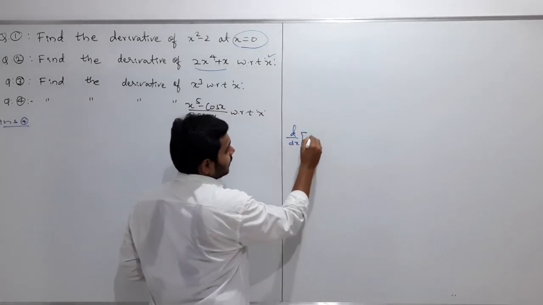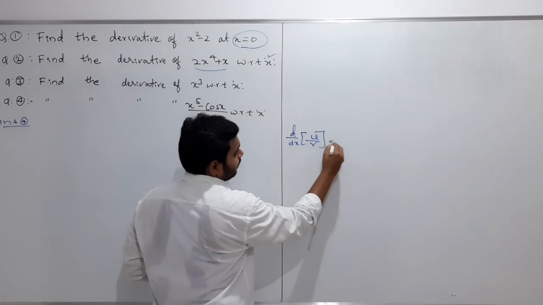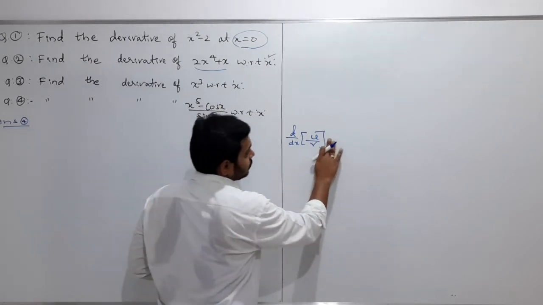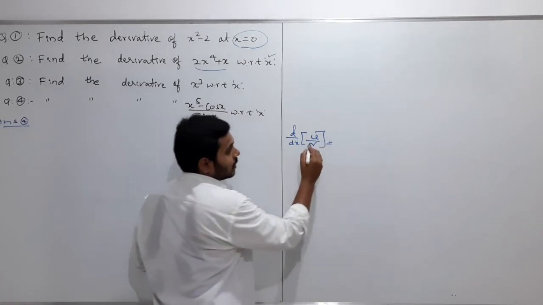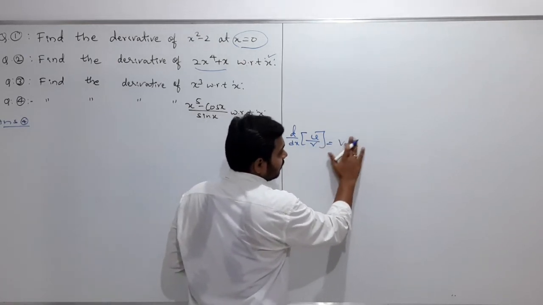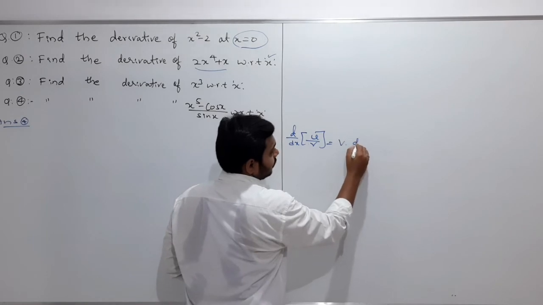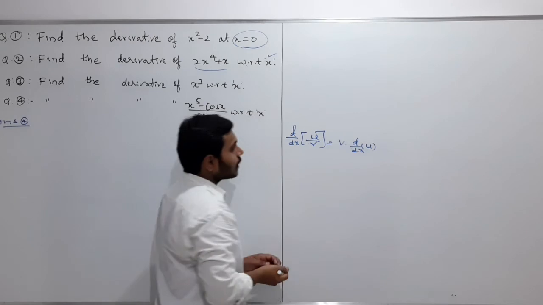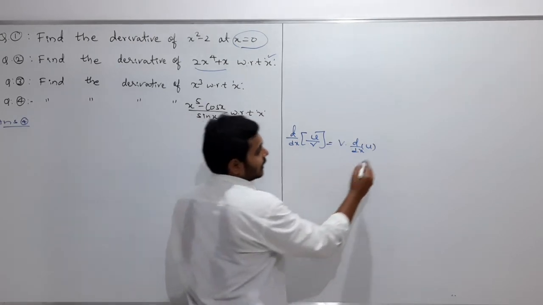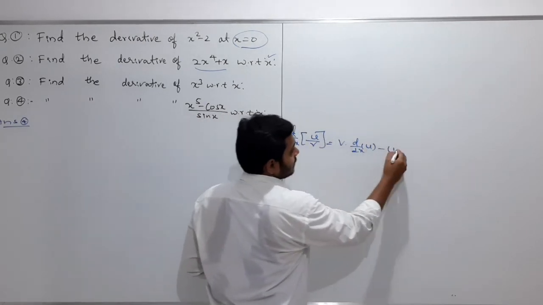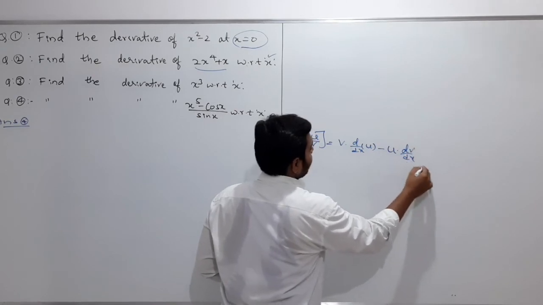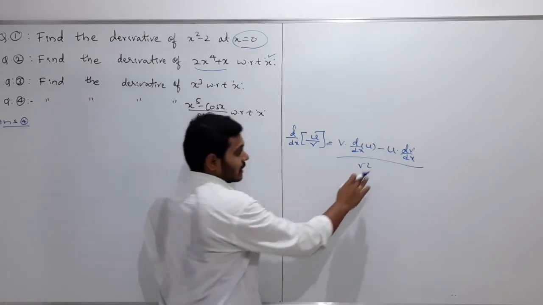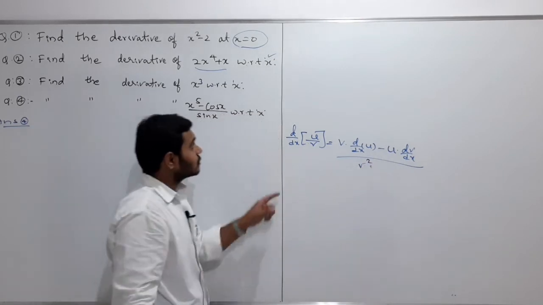So what is the quotient rule, my dear students? I told you that if the given function is in the form of u by v, we should use this quotient rule. So what is the quotient rule? Denominator as it is, derivative of numerator, minus numerator as it is, derivative of denominator, you can write dv by dx also, whole divided by denominator whole square. So this is the quotient rule, my dear students. So this I am going to apply here.